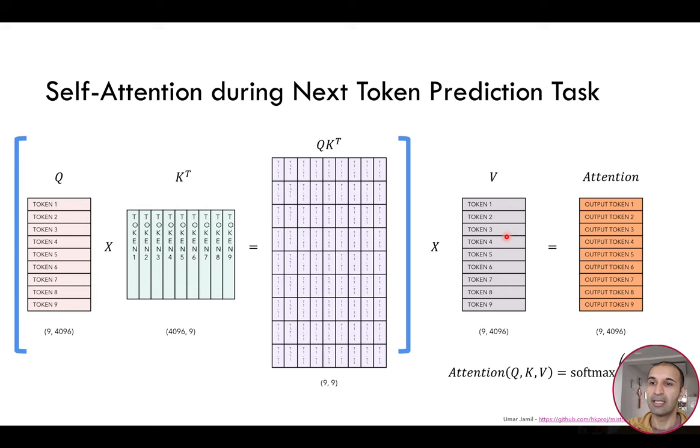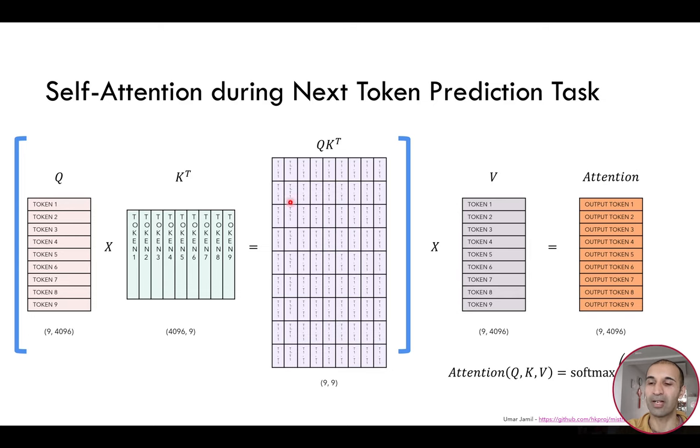Now, in the self-attention mechanism, you know that we multiply the query, which can be thought of as a list of tokens, where each token is an embedding of size 4096, and the transpose of the keys is multiplied by the queries to produce this matrix here, and then we multiply it by the V matrix to produce the output of the self-attention, as you can see here. Let's do this one token at a time.